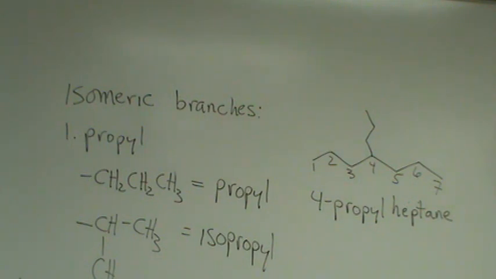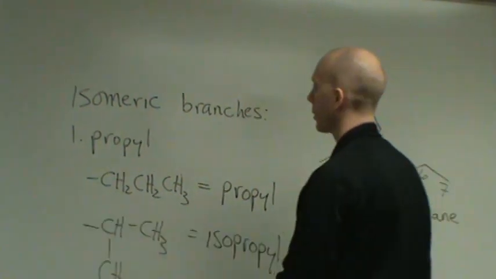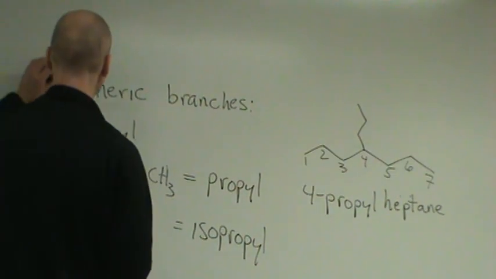So that's our first set of isomeric branches, the propyl. Now we're going to go on to the next set, which are 4 carbons for the butyl. And there's going to be a lot more in this one. Let's go ahead and look at the butyl branches.